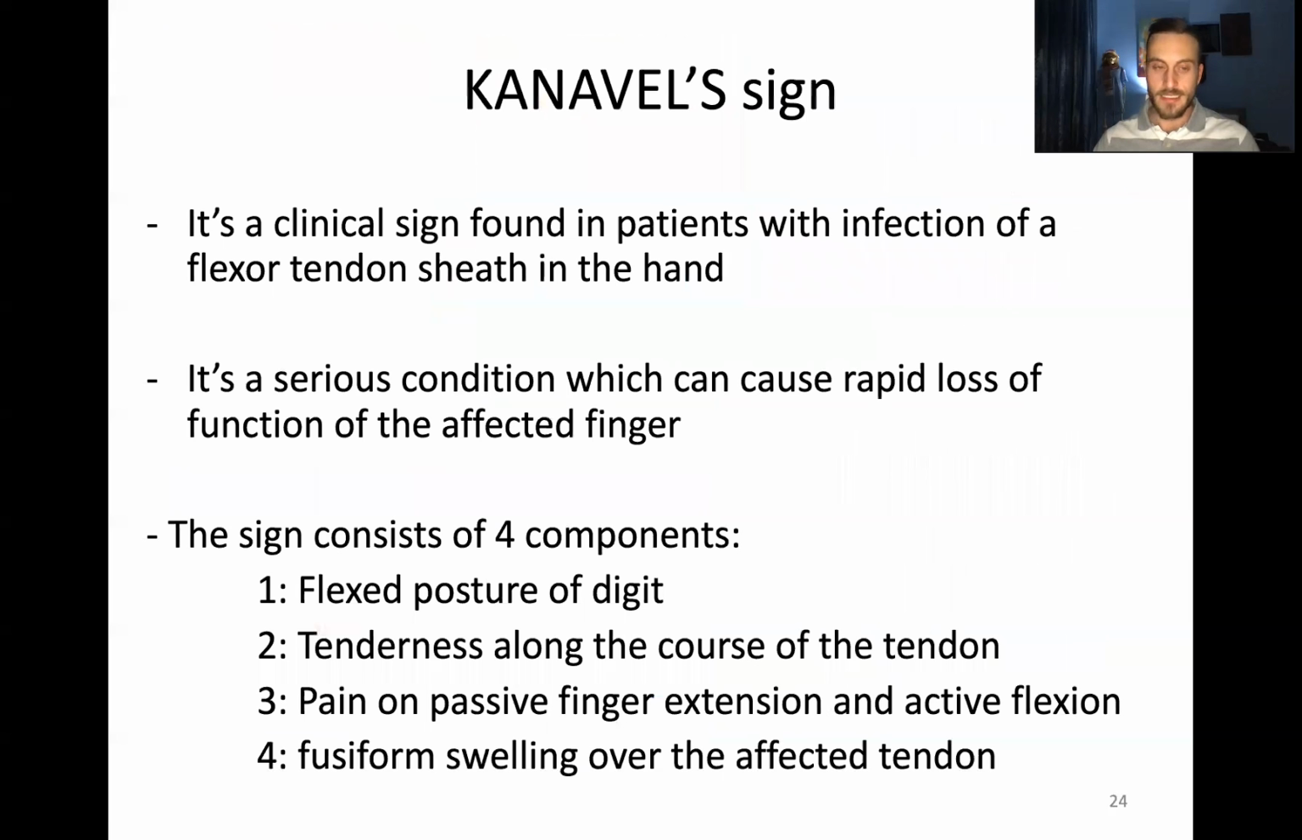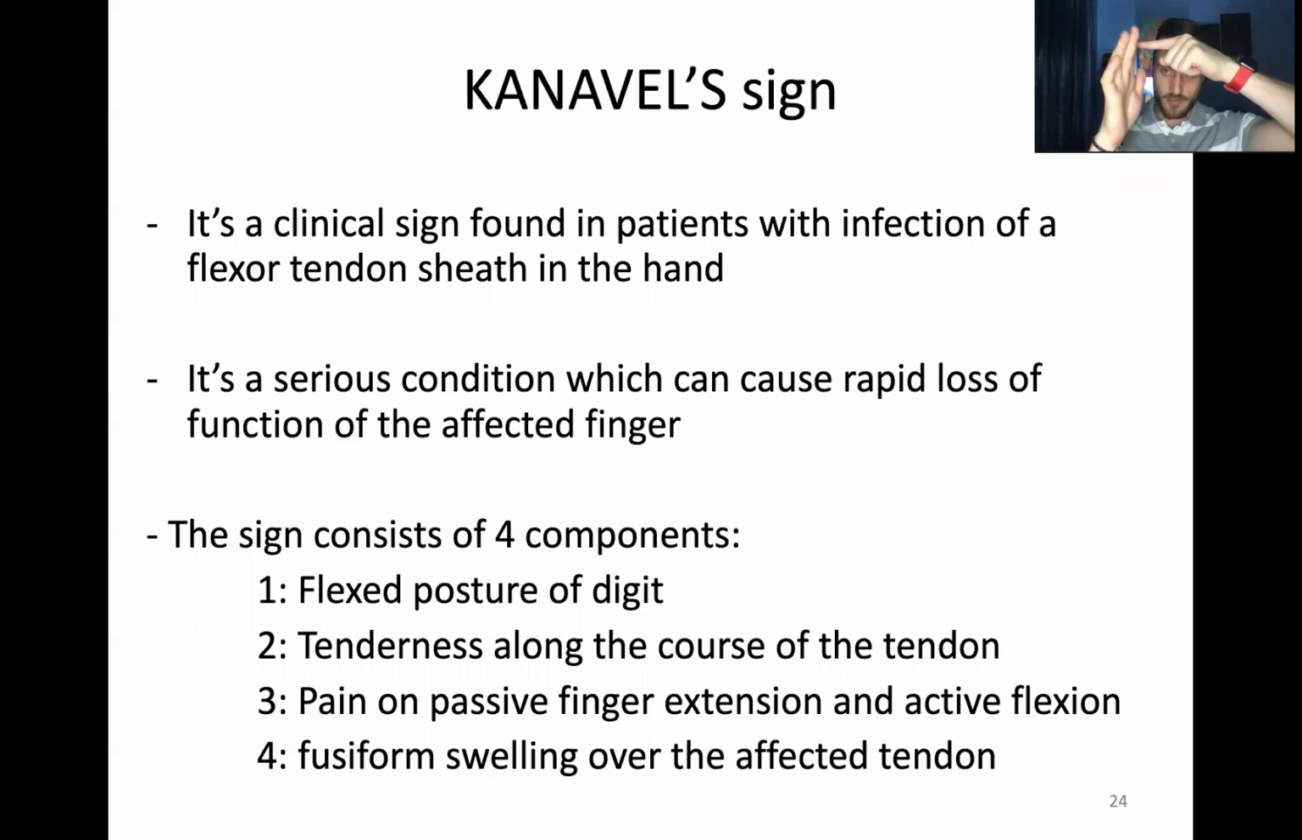Kanavel's sign, it's very important. What's Kanavel's sign? There are four components. The first one is flexed posture of the digit. So for example, if it's the index, it will be a flexed digit. This is the first component. The second one, tenderness along the course of the tendon. This is number 2. Number 3, pain on passive extension.